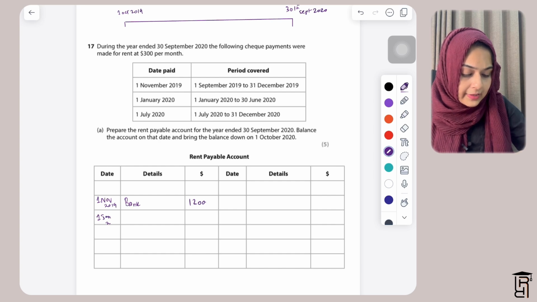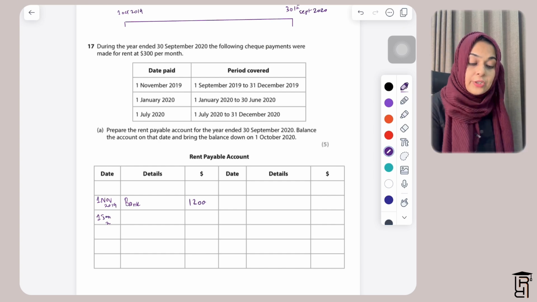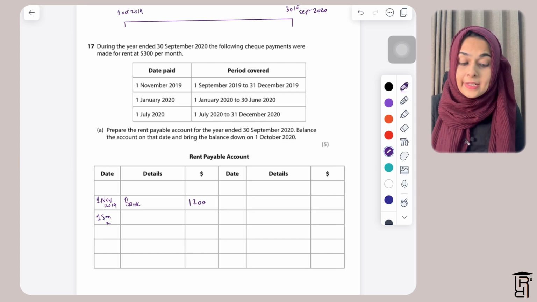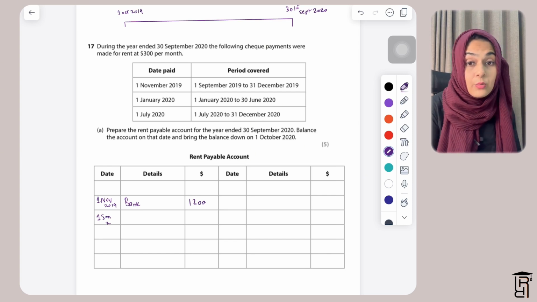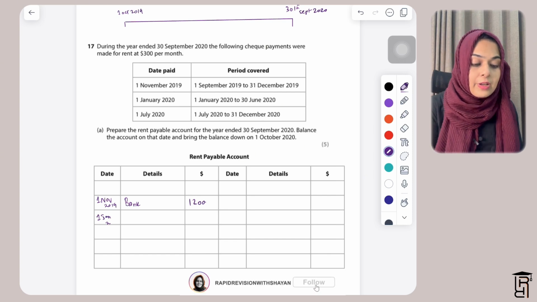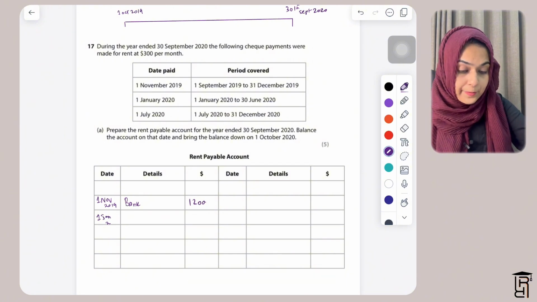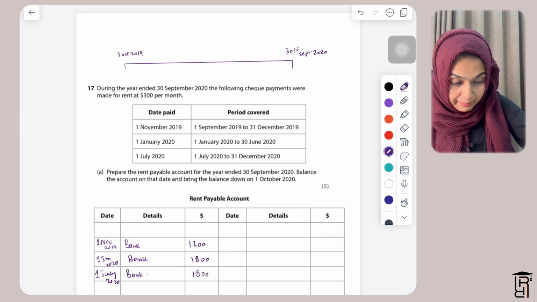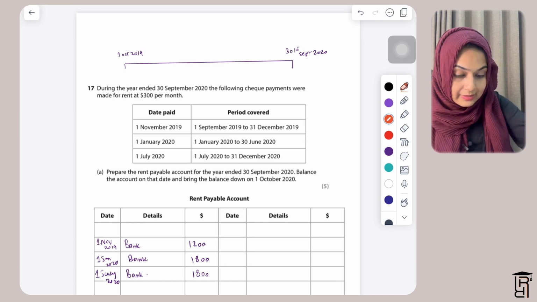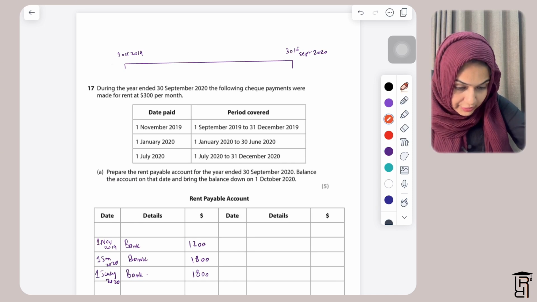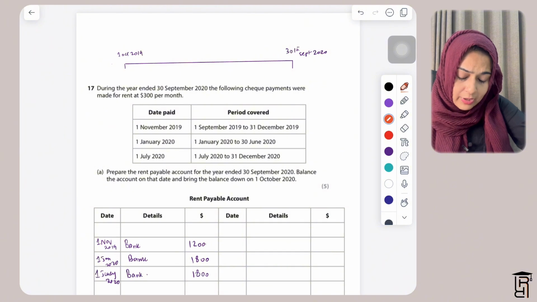I'll write here bank. And now what I need to know is what the carried downs are in this case. What is the brought down in this case? If you look here, the first payment that we have made is for September. September is the month which is from last year. So last year we have an owing of 1 month in this case, and I'll tell you how.